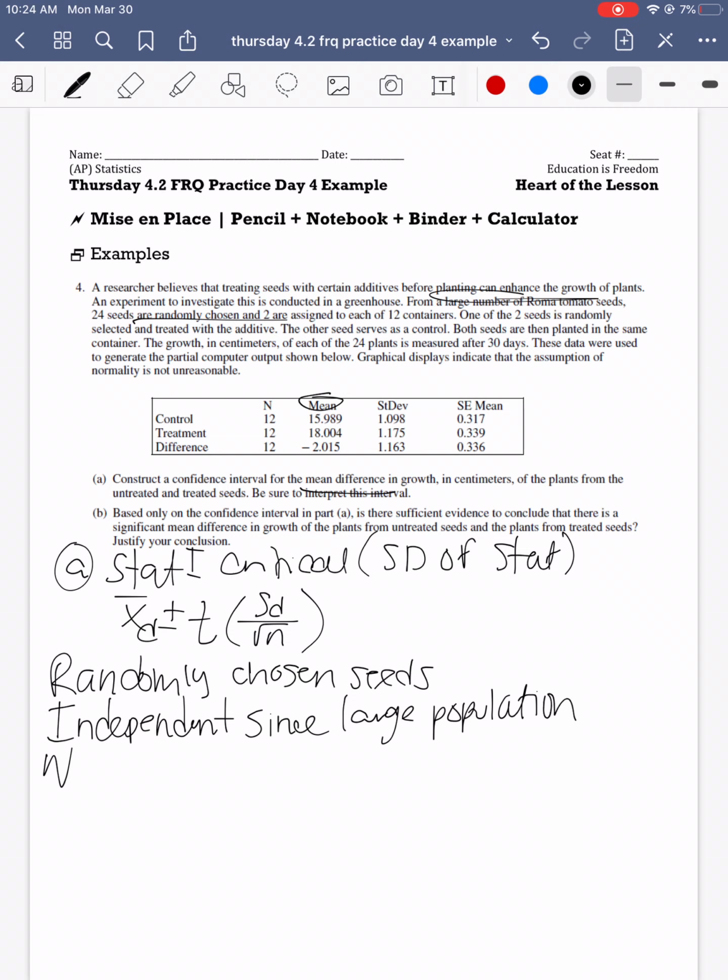And the normal condition here, there are 24 seeds randomly chosen, and they randomly assign the containers. So we're good with the random. We're good with the independence. However, the normal here, it says they indicate that the assumption of normality is not reasonable. So we can say that normality is not reasonable.